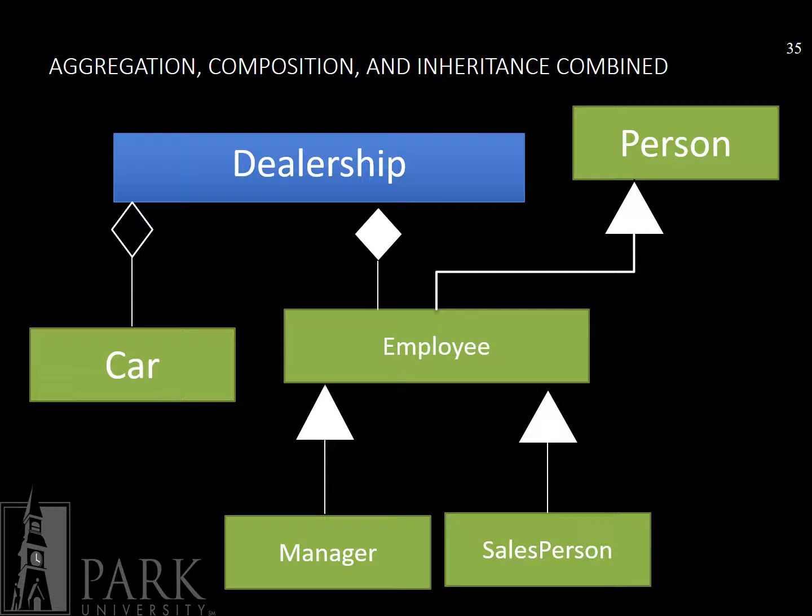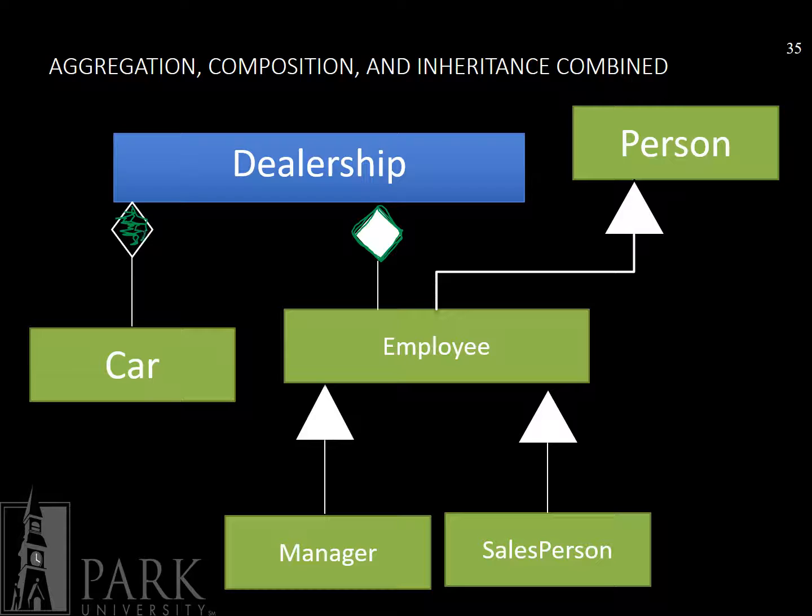Now, it's kind of hard to see with this black background, but remember that composition is a solid diamond. Usually they show up as solid black diamonds, right? And aggregation is a hollow diamond. So this is actually a hollow diamond. It's normally on a white background. So remember, aggregation is a hollow diamond, and composition is a solid diamond. So this is filled in, right?